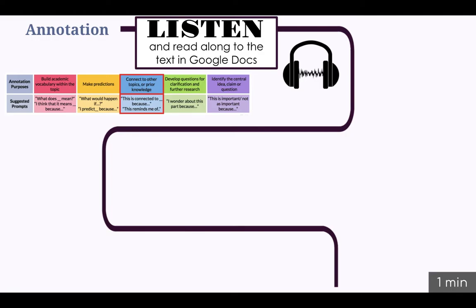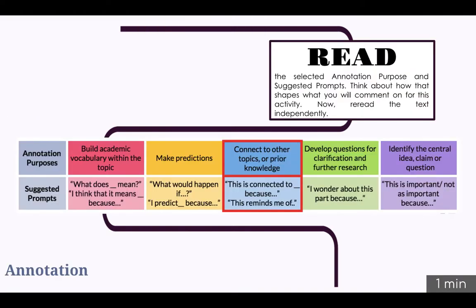The next step is, after providing students with the purpose for their annotation, you're going to provide a fluent choral reading for the class of the text. The next step for the students is they will be rereading the text independently. Before doing this, they should look at the selected annotation purpose suggestion prompts and think about how they're going to shape their comments on this activity.